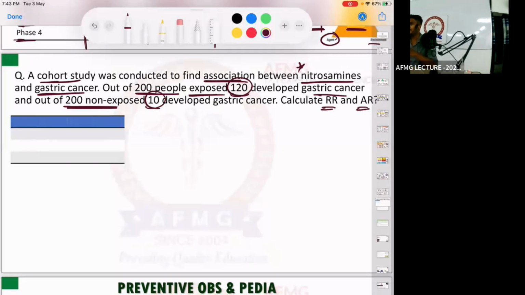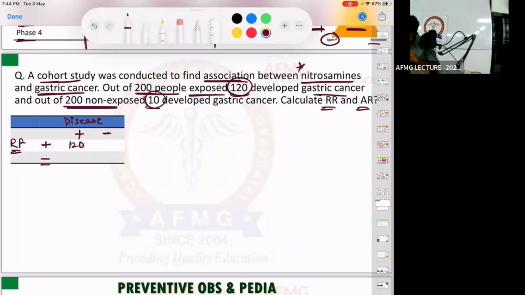So first of all, we will divide this in a table. On the upper side goes the disease, either present or absent. On the side goes the risk factor, either present or absent. So quickly, the risk factor is nitrosamines. Disease is gastric cancer. Okay? So how many people were having the risk factor and developed the disease? 120. Okay, out of the 200 exposed, 120 were having the risk factor and they also developed the disease.